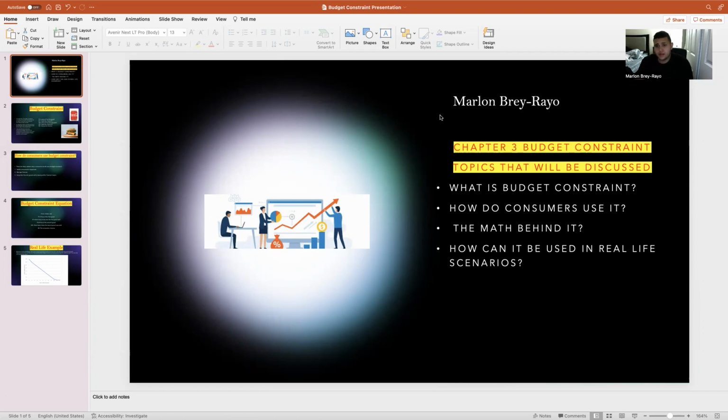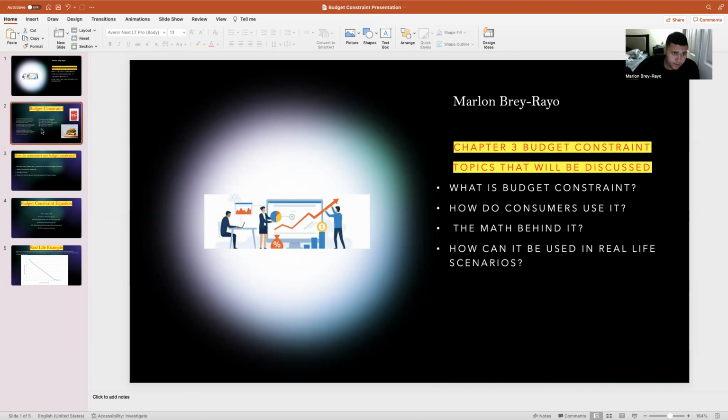So the topics that are going to be discussed are: what is a budget constraint? How do we, the consumer, use it? The math that's behind a budget constraint, which are usually derivatives and calculus, and how can it be used in a real life scenario?